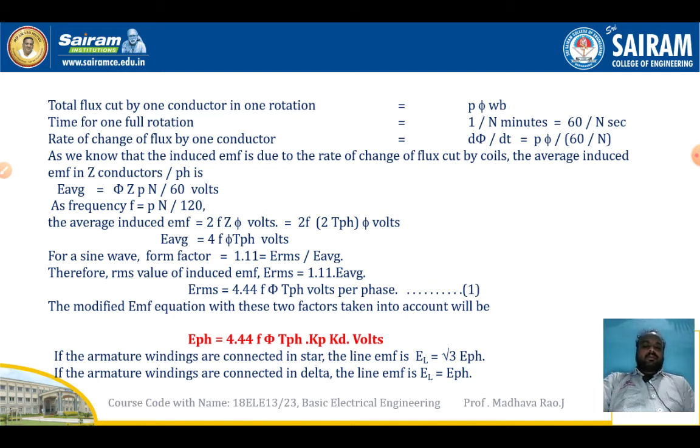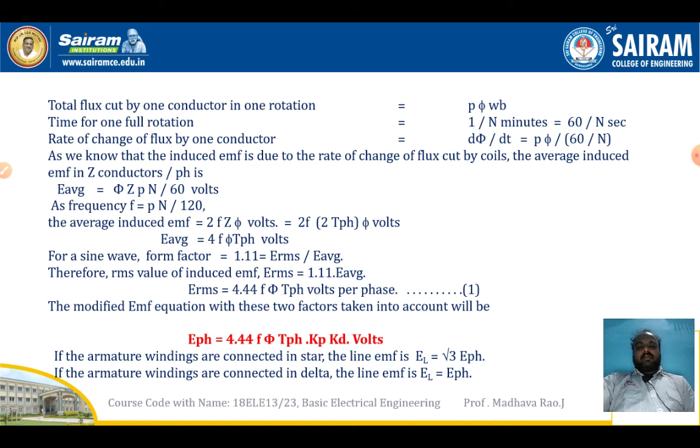So always we will measure EMF in terms of RMS value. The form factor is equal to E RMS by E average. So from that relation, E RMS is equal to 1.11 into E average, right? So E RMS is equal to 4.44 F phi TPH volts per phase. So that is equation 1, right?